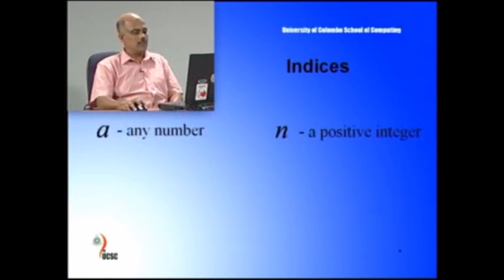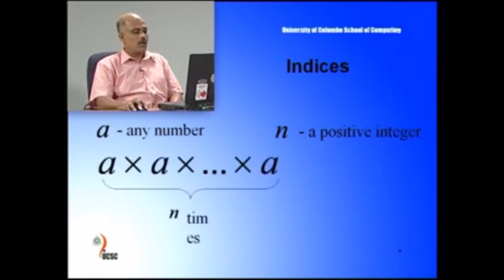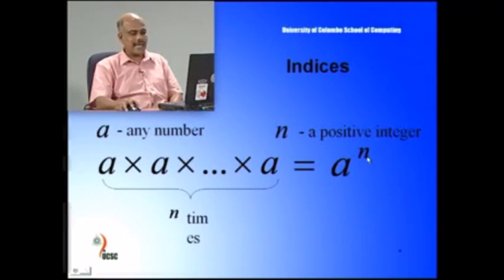Let a be any number and n a positive number. The product of a with itself n times can be written as a raised to the power n. The term n here is called the index and the term a is called the base. So, in this section we are dealing with manipulating a term like this.